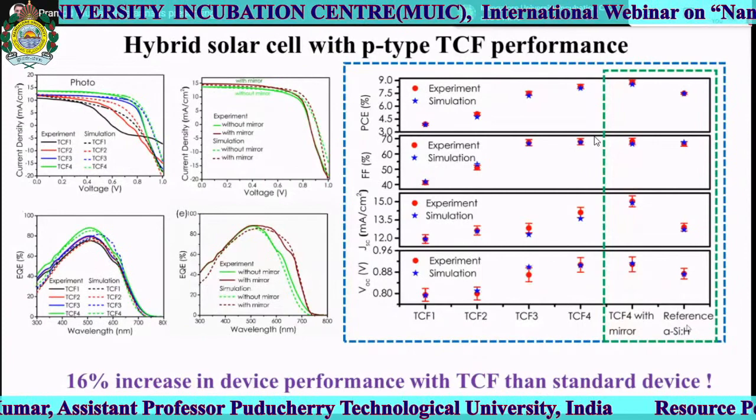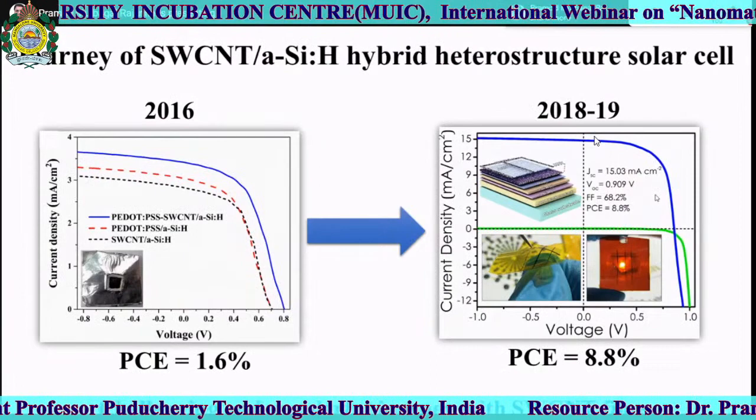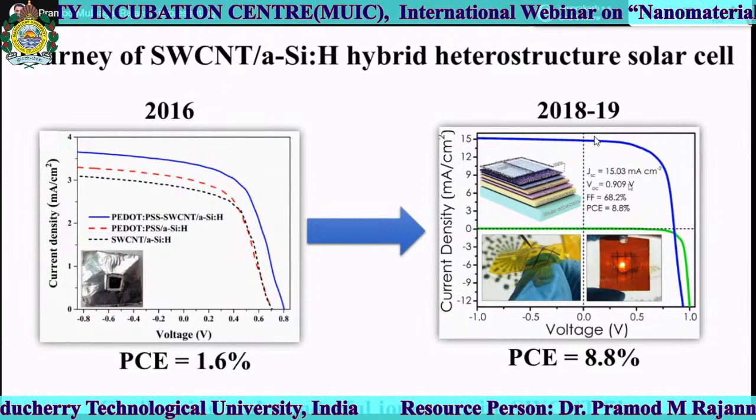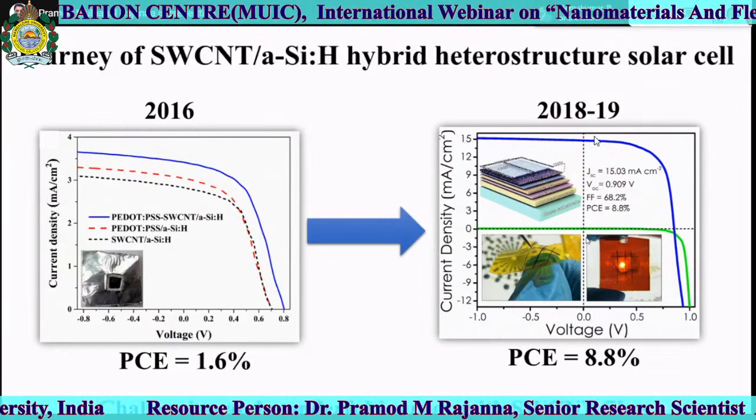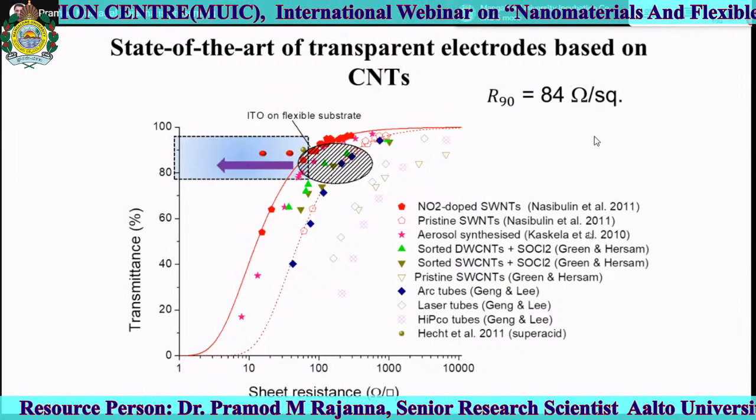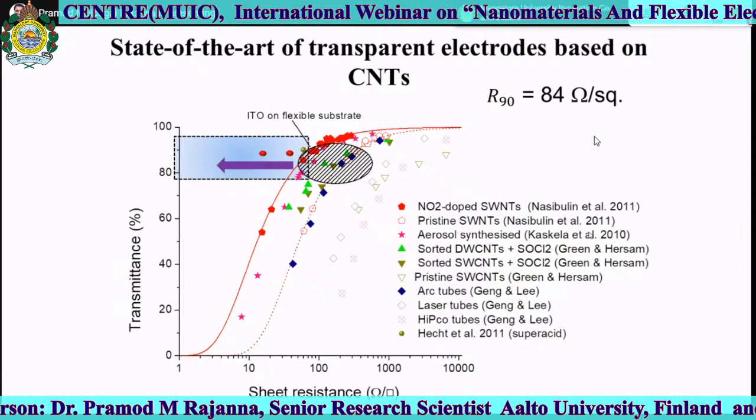So here I showed you a very fantastic journey which we started in 2016 with an output of about 1.6% to nearly 9% stable efficiencies, and this has been really challenging, but also very wonderful to work with. All this while I have been mentioning that carbon nanotubes are a potential replacement for ITO, and they are the strongest competitors in today's world, and industry has also taken them up.